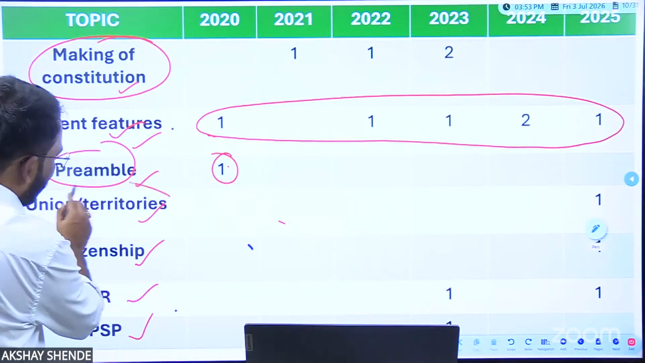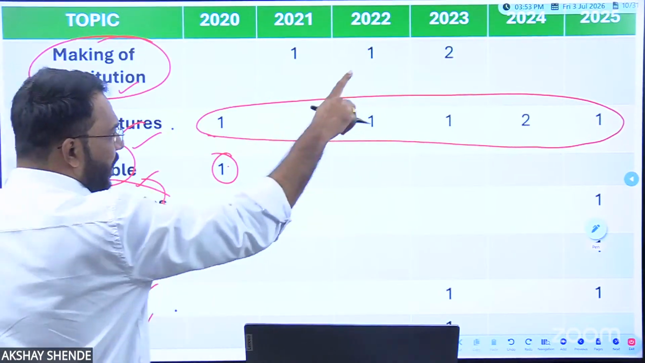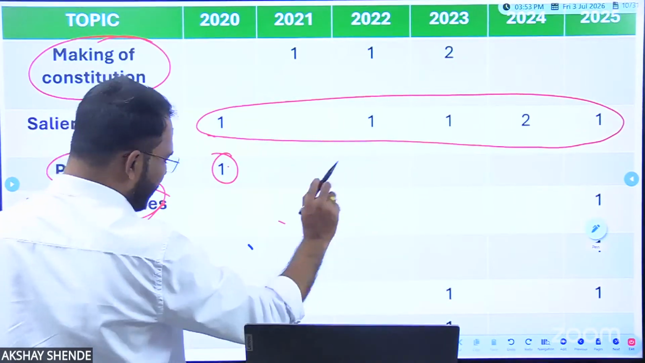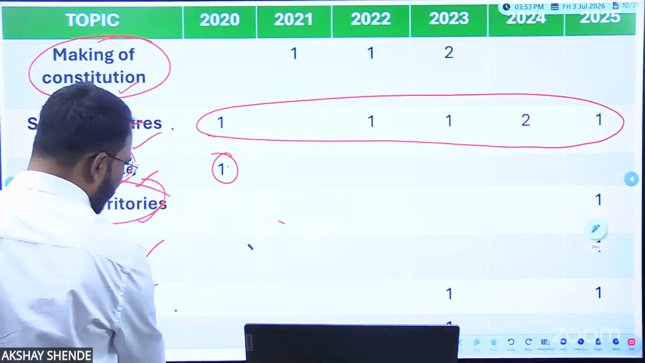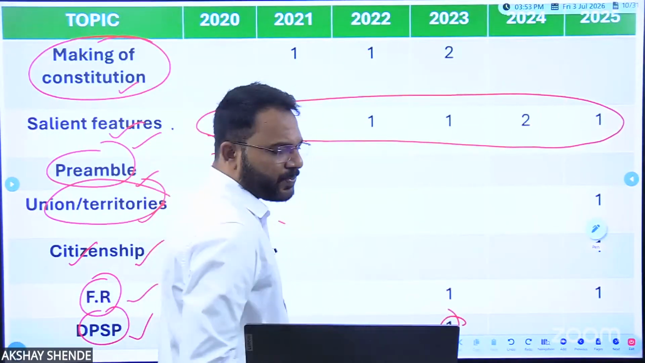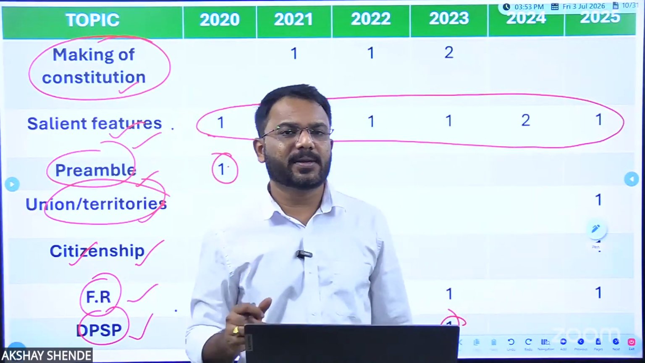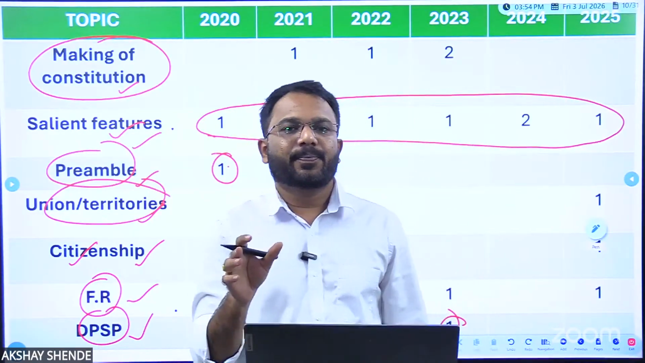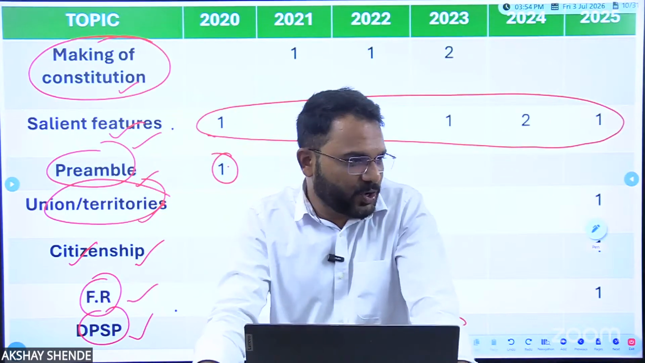Yes, from union and territory only a single question was asked, in 2025. From citizenship, no question was asked. From fundamental rights, probably two questions. From DPSP, one single question was asked. So, what do you understand by this table? It clearly states that not each and every chapter is important for you.